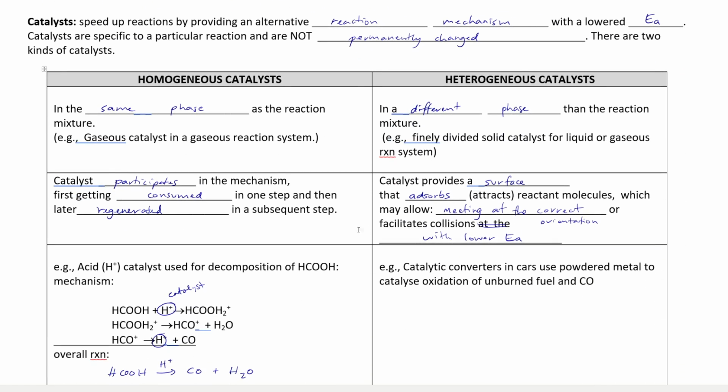And then finally, we just looked at catalysts, the two different types of catalysts, both homogeneous and heterogeneous catalysts.